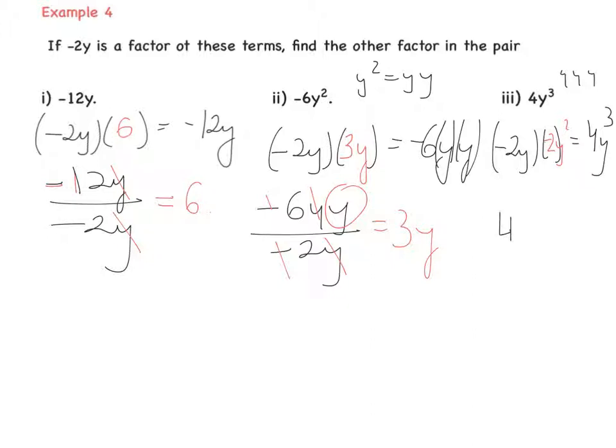And then dividing. 4y divided by minus 2y. And the same, y, and then we have 4 divided by negative 2. So the answer has to be negative. It's minus 2. And what's left on the top? Y to the power of 2. Y, it's y to the power of 2, okay?